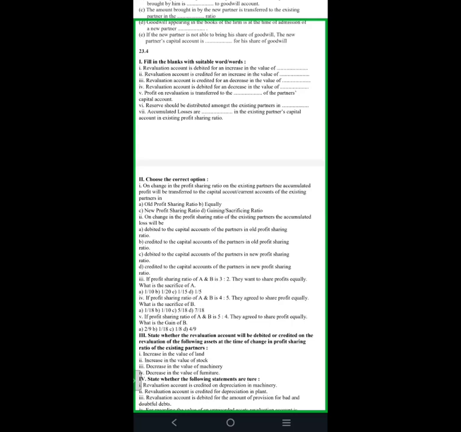Profit on revaluation is transferred to the credit side of the partners' capital account. Reserve should be distributed among the existing partners in their existing ratio. Accumulated losses are debited in the existing partners' capital accounts in the existing profit sharing ratio.